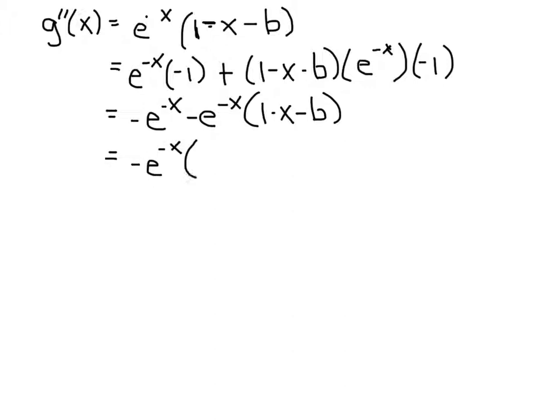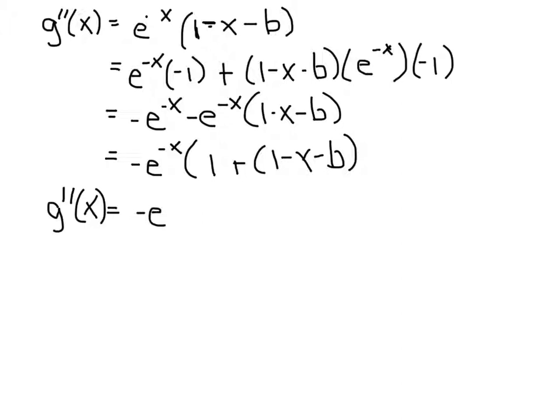So I'm going to factor that out. So it would be 1 plus 1 minus x minus b. Okay, now if I clean that up a little bit, the second derivative of x will be negative e to the negative x, and then 1 plus 1 is 2 minus x minus b. Phew, okay. Now, that's worth 2 points.